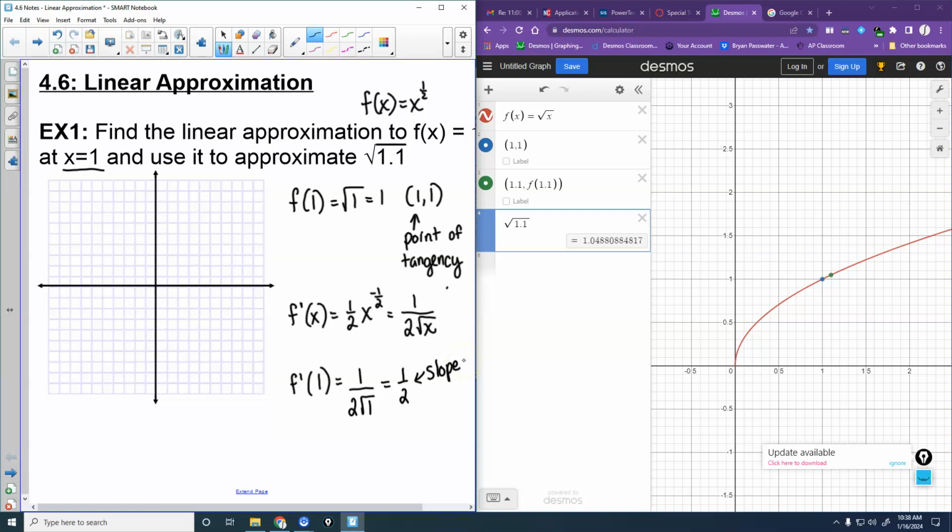Okay, so we've got the first two things that we need. We're going to take these, and what do we need to do with them to get that third thing for the tangent line? Just the equation of a tangent line, right? y equals 1/2 (x minus 1) plus 1, right? This is our tangent line.